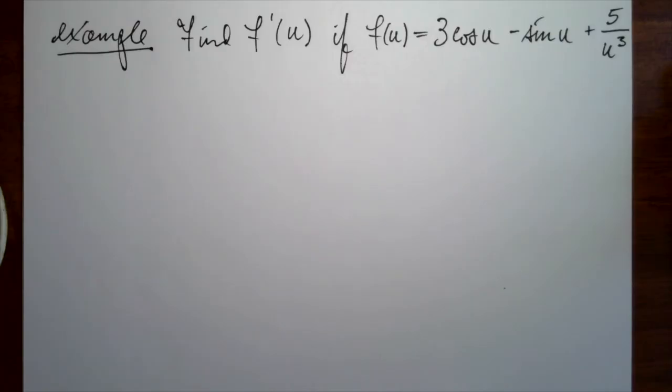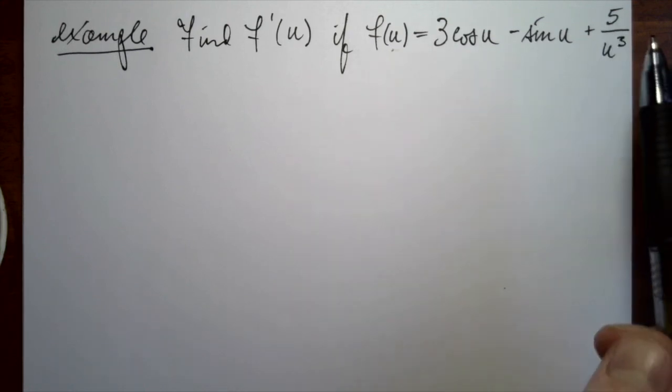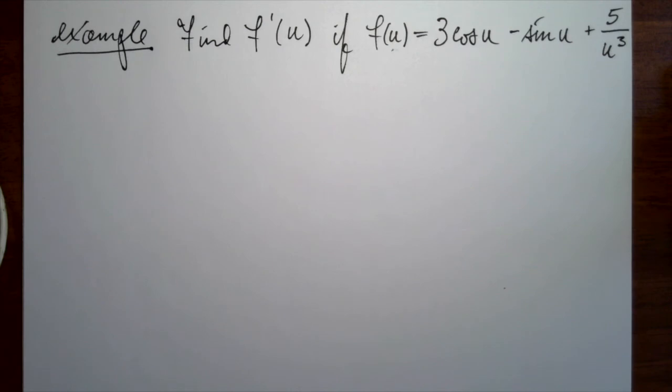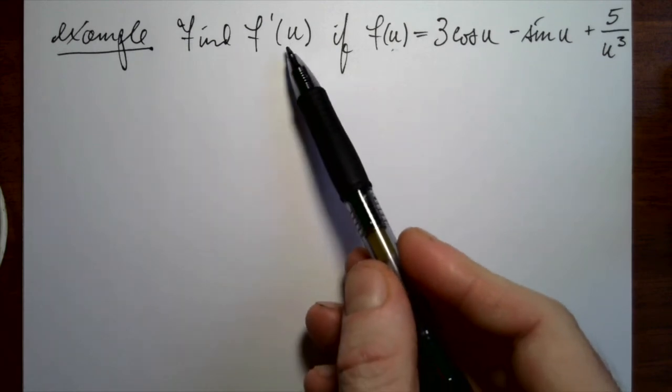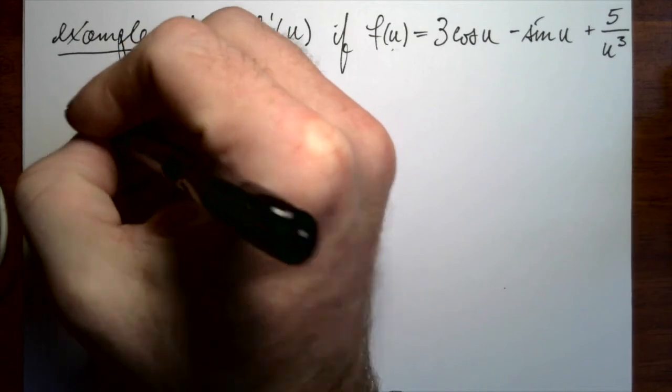Okay, next up we're going to find the derivative of a function that's built up out of trig functions and a power of u. Here the input variable of the function is u instead of x, just for fun. So we're taking cosine and sine and we're cubing the variable u, and we'll do the usual game, taking the derivative with respect to u. So what is it?